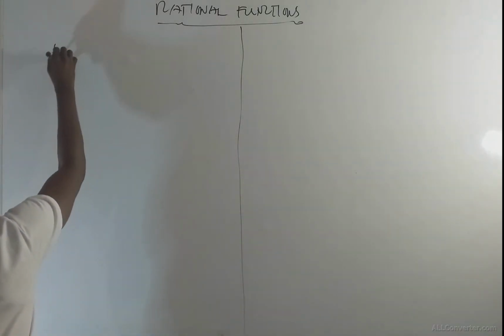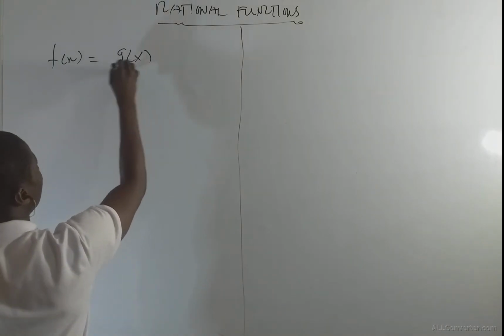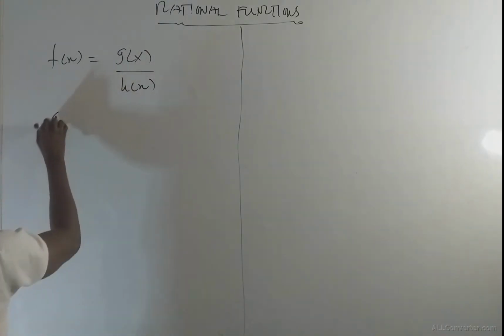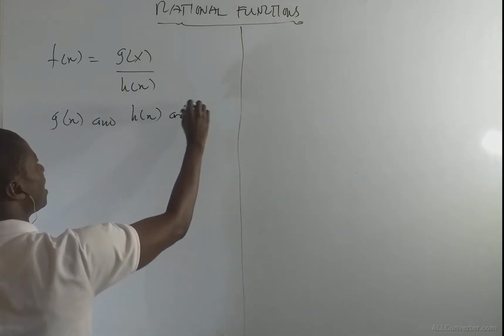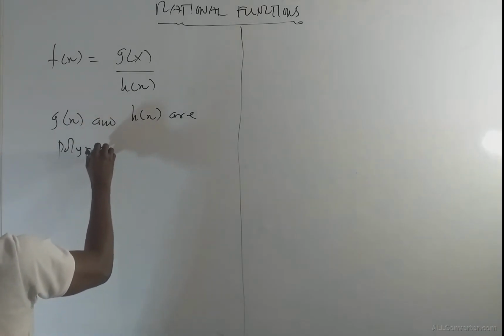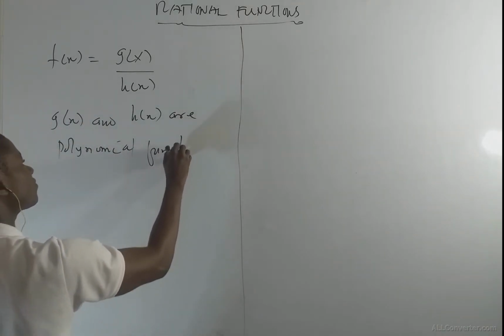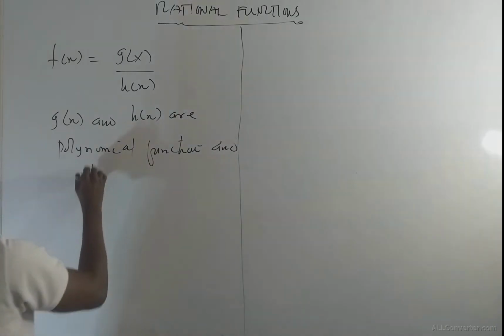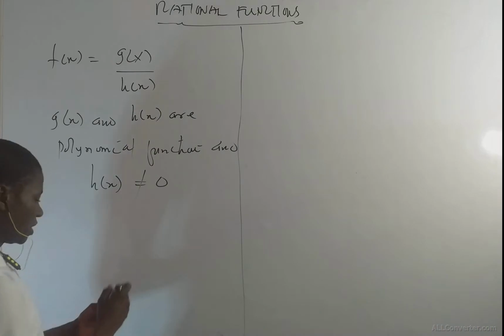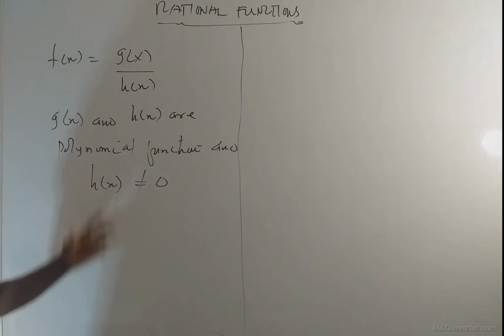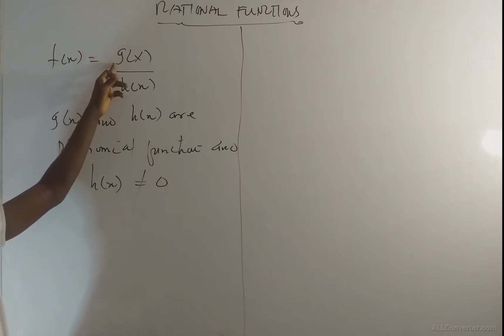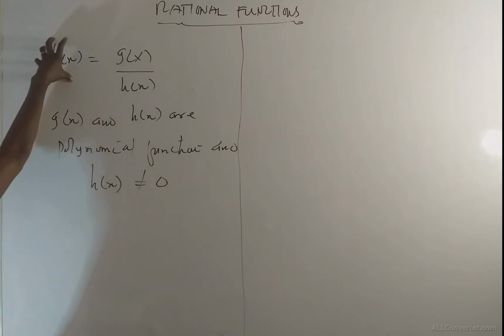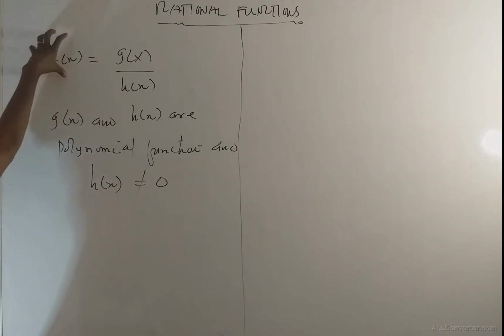Now let's assume that we have f of x equals g of x over h of x, where g of x and h of x are polynomial functions, and h of x should not be equal to 0. So when you consider the rational function f of x equals g of x over h of x, where g of x and h of x are all polynomial functions, because we are dividing one polynomial function by the other, what we have is what we call the rational function. So in this case, the rational function is f of x.